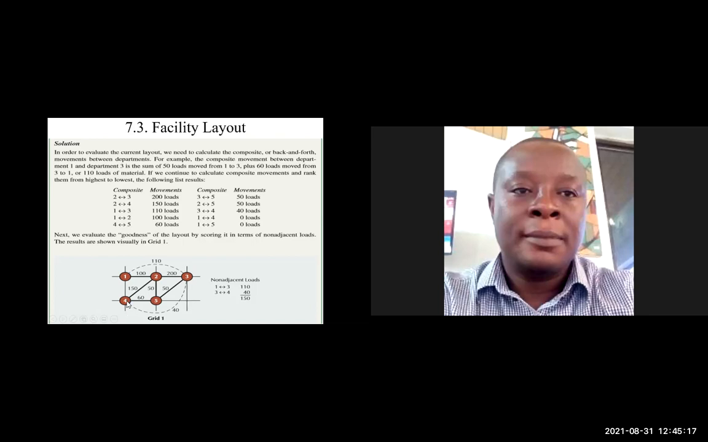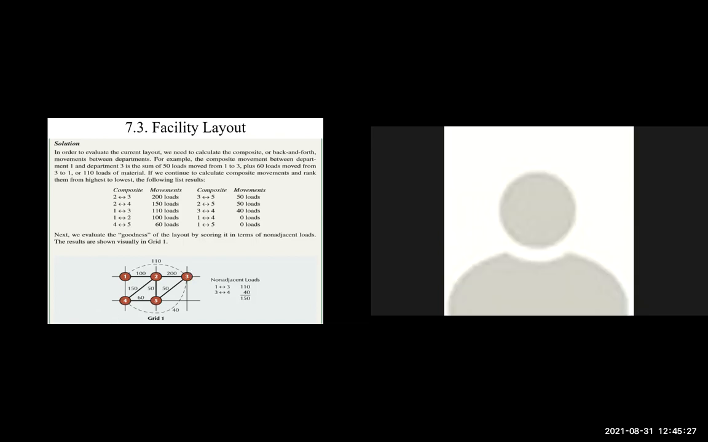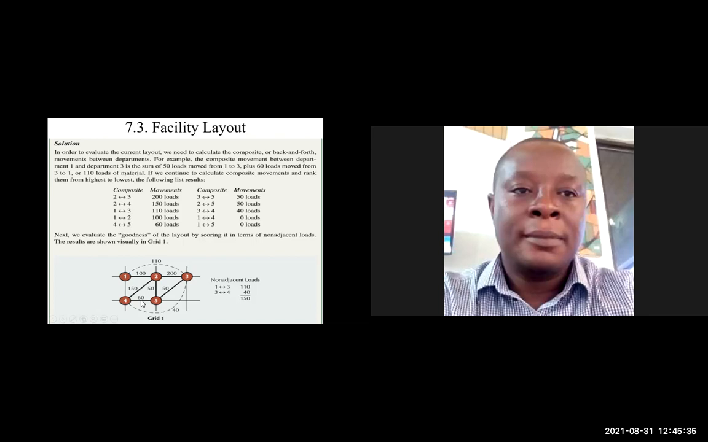Okay, let's look at the first one. 1, 2, and 4. So if we bring 4 here, in order to solve the non-adjacent, the 1 and 3, if we bring 4 here, non-adjacent movement between 1 and 3. Okay, the 3 will be here. So that non-adjacent movement of 110 will go away. So the 110 is solved with this diagonal movement.